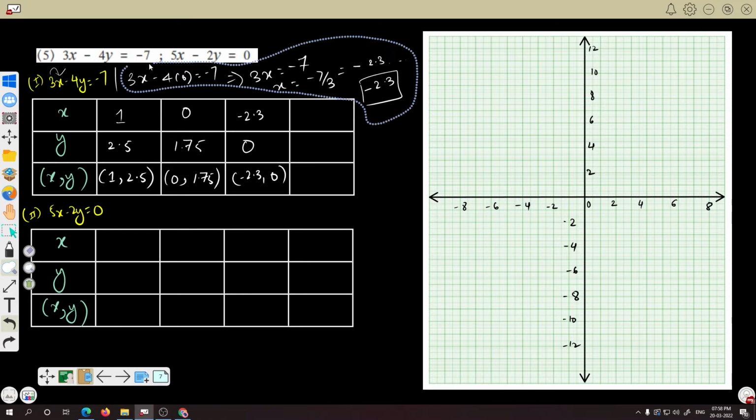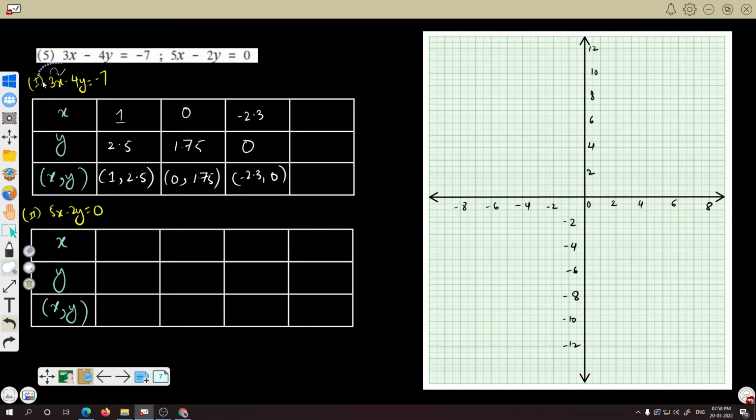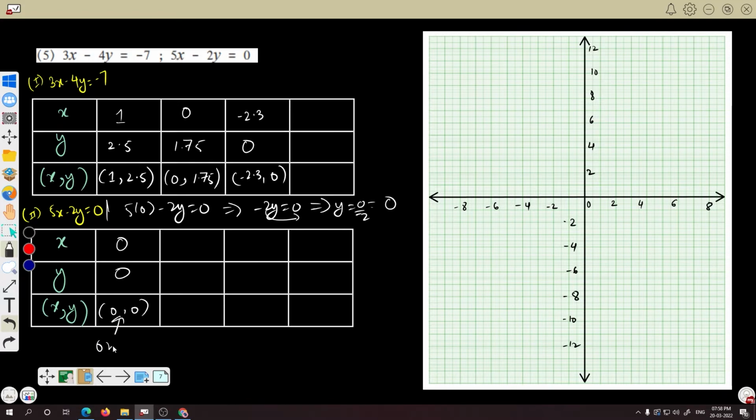Now we'll move on to the second equation. In this, if I say x is 0, the equation will be 5 into 0 minus 2y is equal to 0. So this will be minus 2y is equal to 0, which means shift this 2 on the other side. So y is equal to 0 divided by minus 2, which is 0. So the first point is 0 comma 0. This is the origin itself. Fine, no issue with this. We'll look for some other values as well.